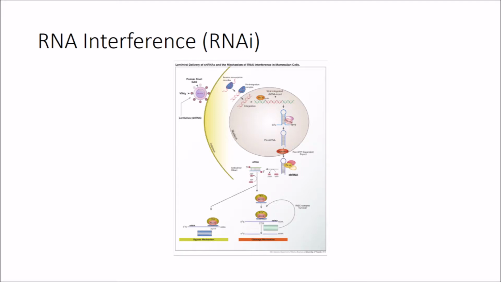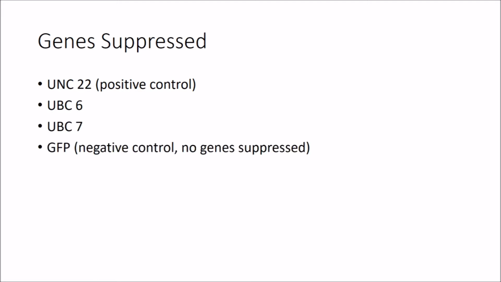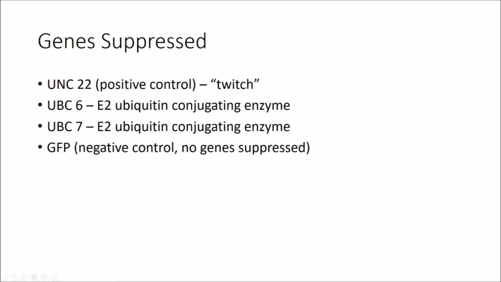The genes suppressed in this case were UNC22, UBC6, and UBC7. The negative control introduced a gene that coded for a fluorescent protein called GFP, which should not change any other physical attributes of the worms. The UNC22 gene, if suppressed correctly, should cause worms to twitch. The UBC6 and UBC7 genes are both genes that code for the E2 ubiquitin-conjugating enzymes.